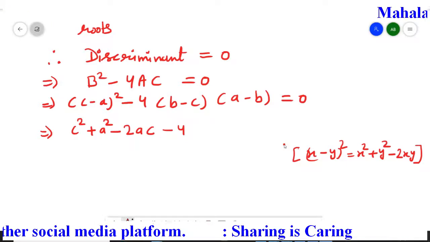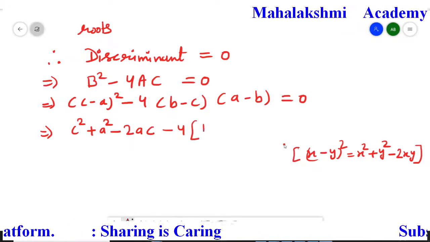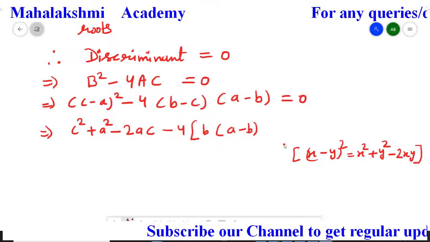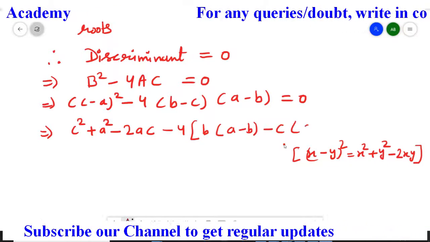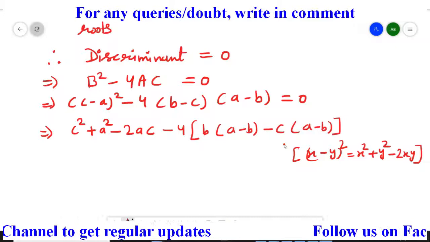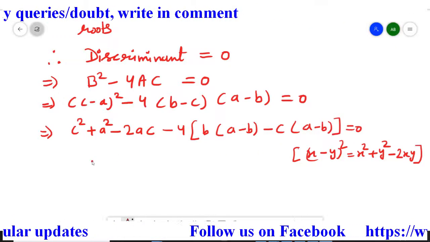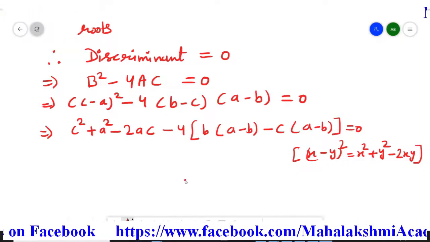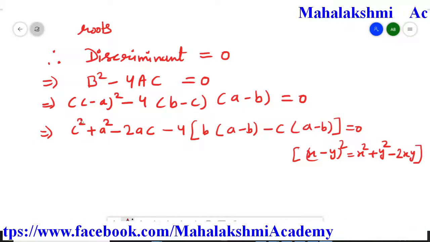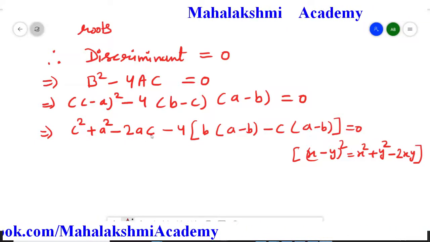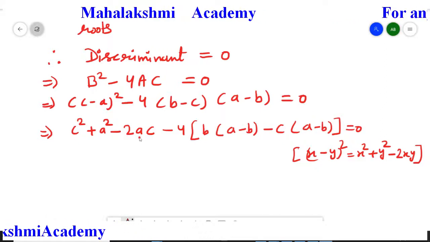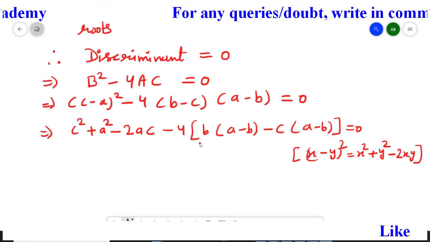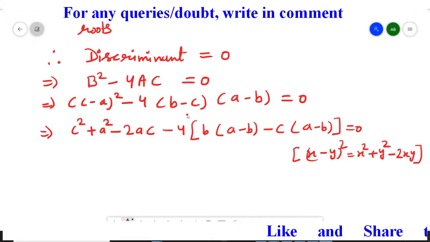Now we need to open these two brackets also. So what is the method to open the two brackets? First term from the first bracket multiplied by the second bracket, then second term from the first bracket multiplied by the second bracket, bracket close equal to 0. So what we had done here, I had opened (c minus a) square with the help of (x minus y) whole square. That gave us, instead of x square we have c square, then plus a square, then minus 2ac. This minus 4 I wrote as it is and they are in multiplication, so I use a big bracket so that it will come in multiplication. Now we have to open these two brackets also.